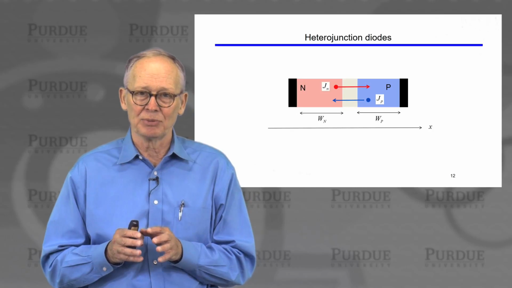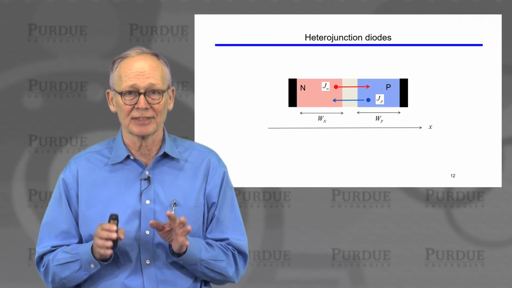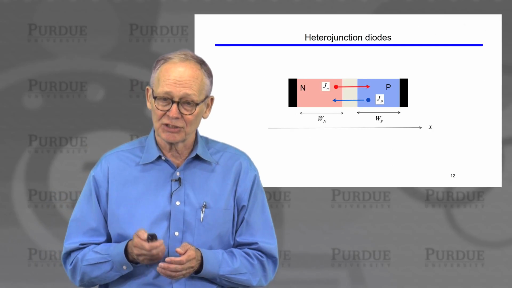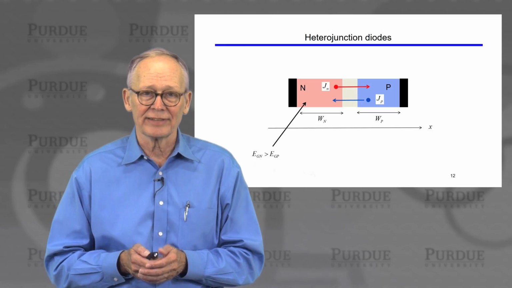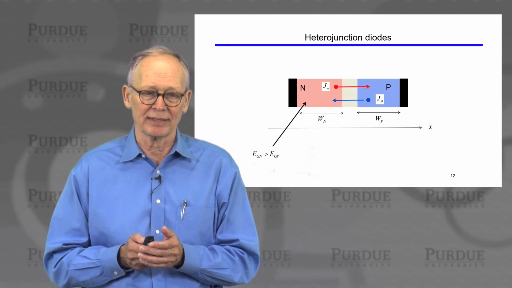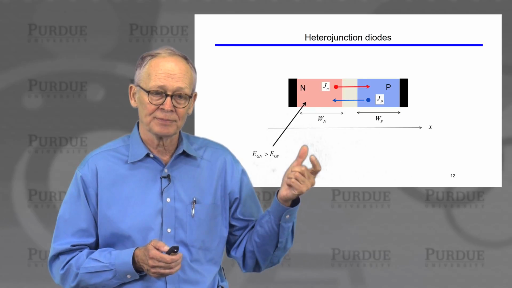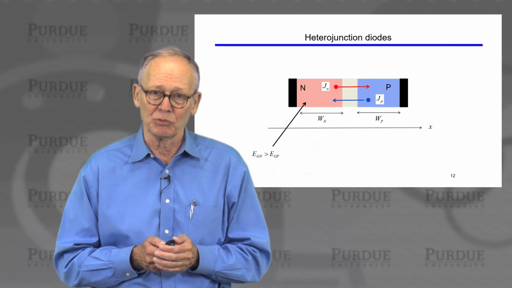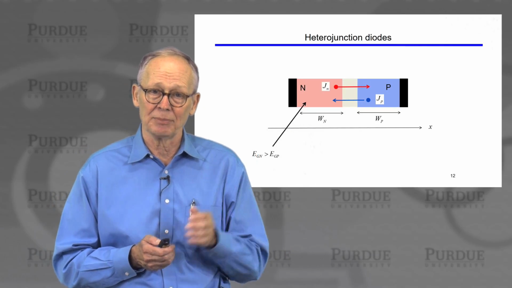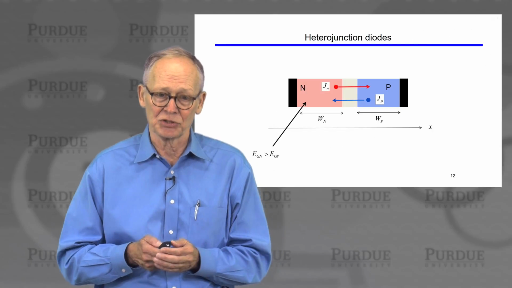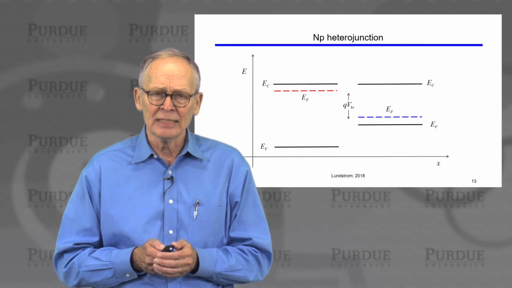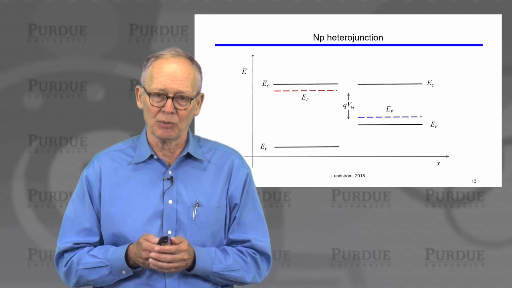A heterojunction bipolar transistor makes use of heterojunction diodes. What's a heterojunction diode? Well, a heterojunction diode would be made of two different semiconductors. So, for example, if I were to make the N region out of a wider band gap than the P region, I would have a heterojunction diode. So if we were to do that, let's think about what would happen.